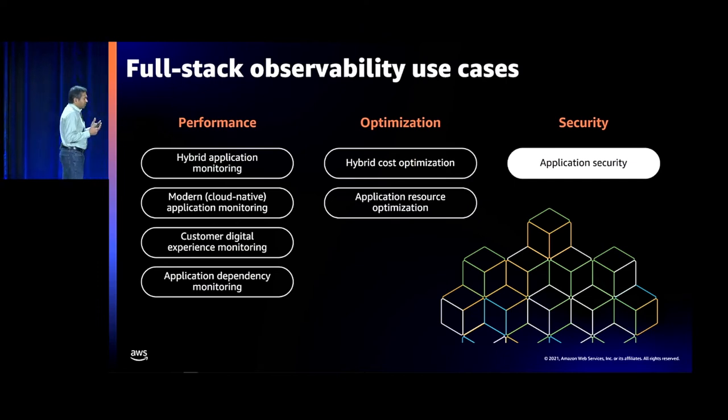Now, we think of about seven different broad categories of use cases along the lines of performance, optimization, and of course, security. So when we think about performance, again, we are thinking about end-to-end performance, right? The word full stack. So this is full stack for hybrid application. You want to see an application that spans hybrid cloud, and what does it mean to track the performance of such an application? Similarly, tracking performance for a modern cloud-native application. Also, customer digital experience monitoring. You really are talking about real user monitoring, either for a browser application or a mobile application. It would include IoTs as well. You want to understand application dependency monitoring. All of these are the use cases in performance. Similarly, you want to optimize for your application resources as well as cost.